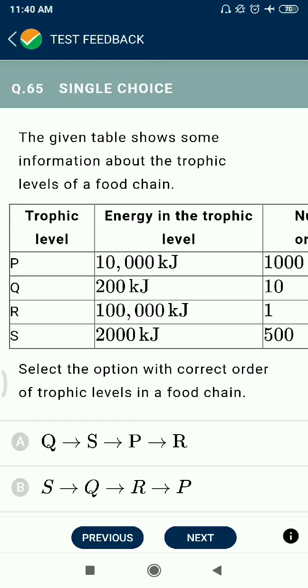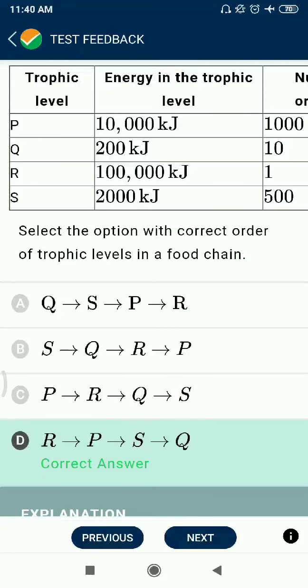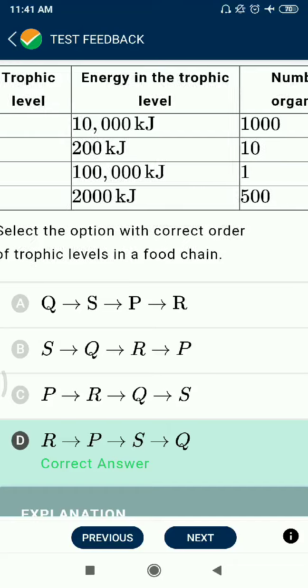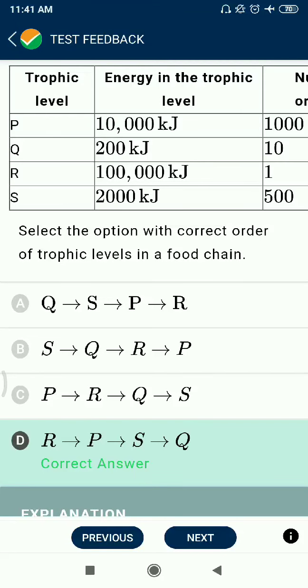Question number 65. Trophic levels of food. The R given is also related for 1000 kilograms, and after that, PPE primary P for 10,000 kilojoules.